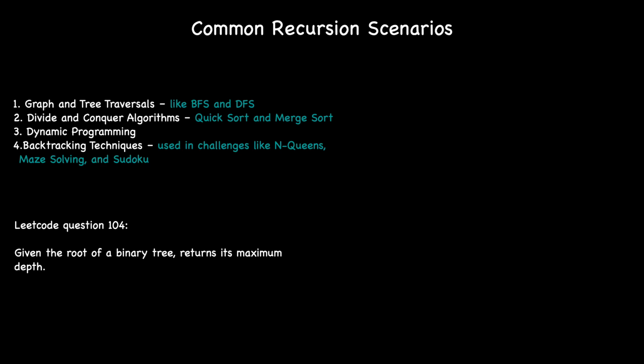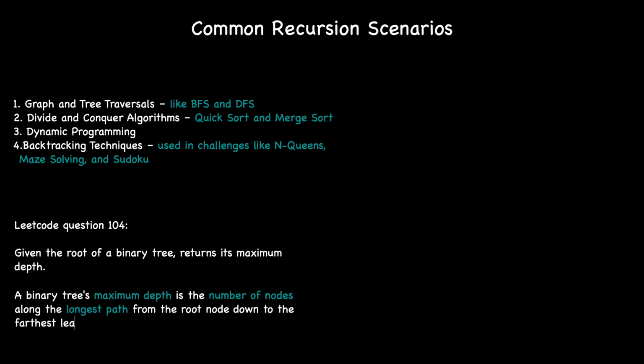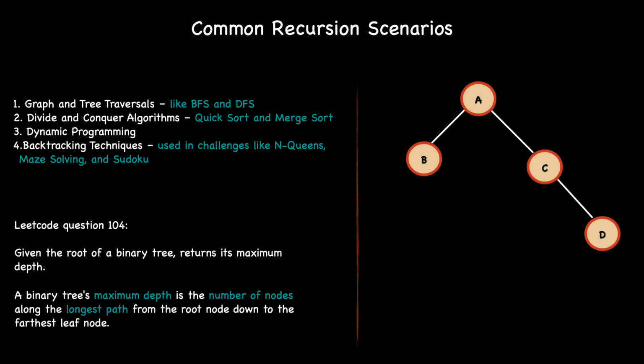So, what exactly is the maximum depth of a binary tree? A binary tree's maximum depth is the number of nodes along the longest path from the root node down to the farthest leaf node. Let's visualize what that looks like. So, in this binary tree, node D is the furthest away from the root node A. So, the maximum depth of this tree is 3. Let me go ahead and add a subtree to node C. So now the maximum depth of this binary tree is 4.